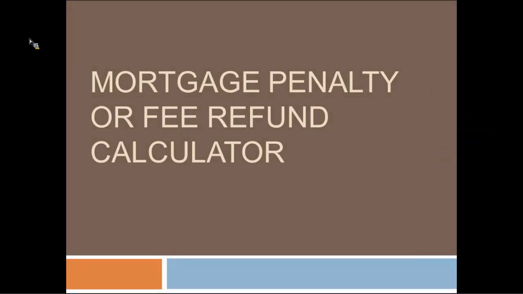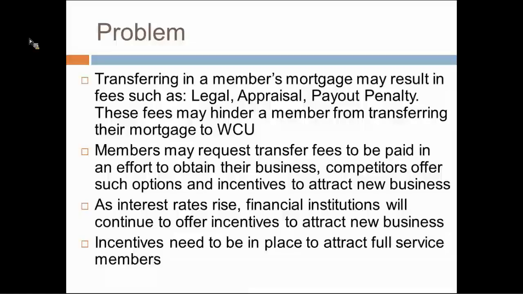Okay, so we'll go through the slide deck here. The reason this calculator was created is that transferring in a member's mortgage may result in fees, and those include legal, appraisal, and payout penalty fees. These fees may hinder a member from transferring their mortgage to us. I know we run into situations where another FI is offering an incentive for a member to transfer their mortgage and they're willing to pay all of the transfer fees. So this calculator will hopefully solve that problem.